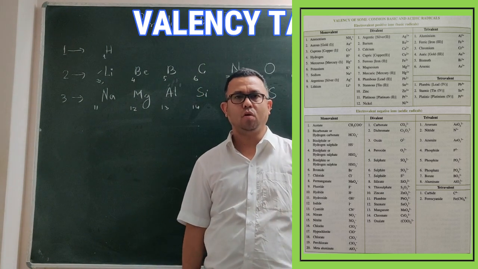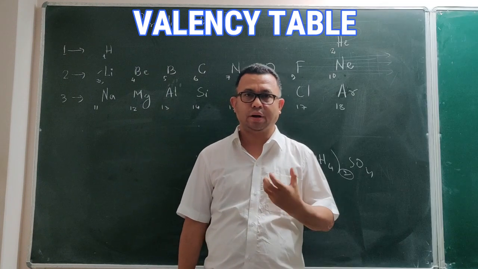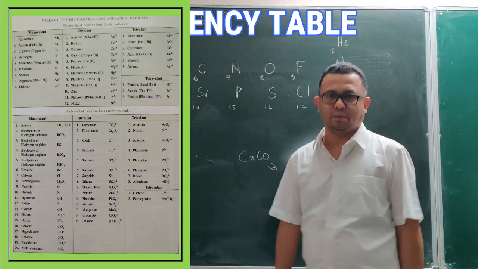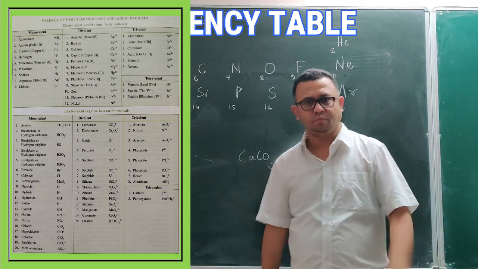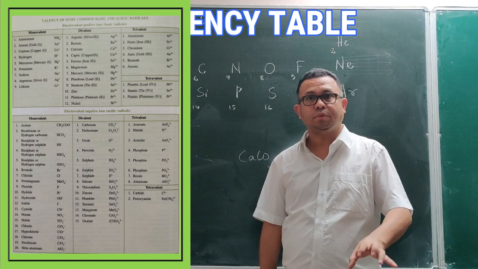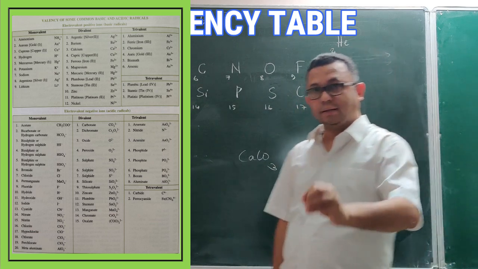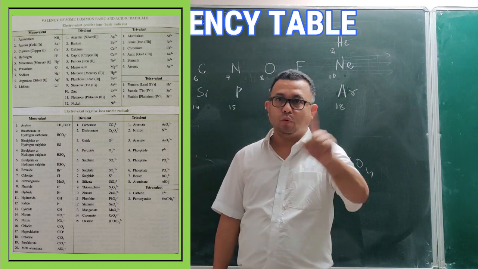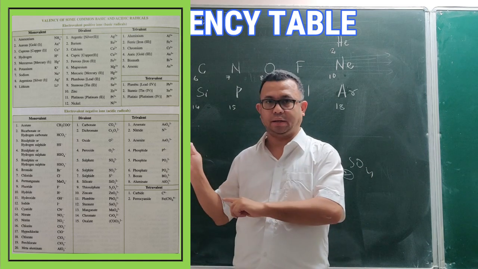So that's why if you really want to master chemistry, if you want to understand chemistry, because nobody likes chemistry. Chemistry is something which is very boring. But if you start understanding chemistry, then chemistry becomes very interesting. And chemistry becomes interesting if you know the Valency table, if you understand what you are writing.